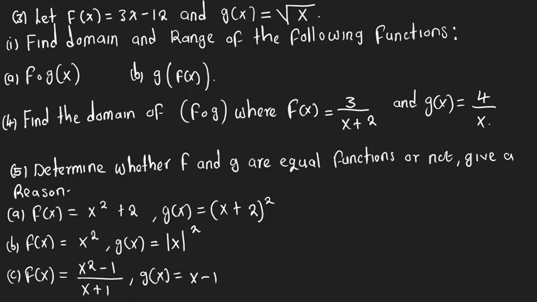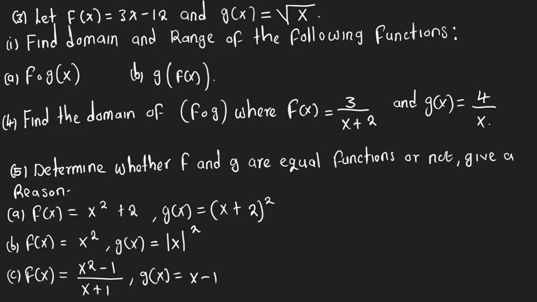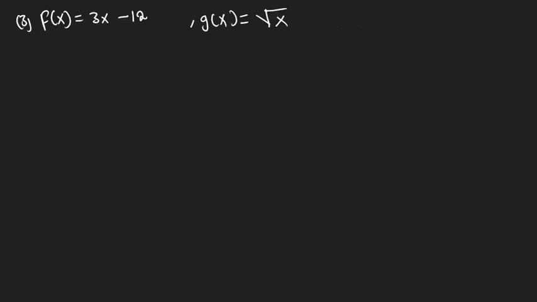we have the function f of x, which is 3x minus 12. And then we have g of x equal to root of x. And then we have been told to find f of g. Okay, so this is the first function that we're doing: f of g being evaluated at some point x.